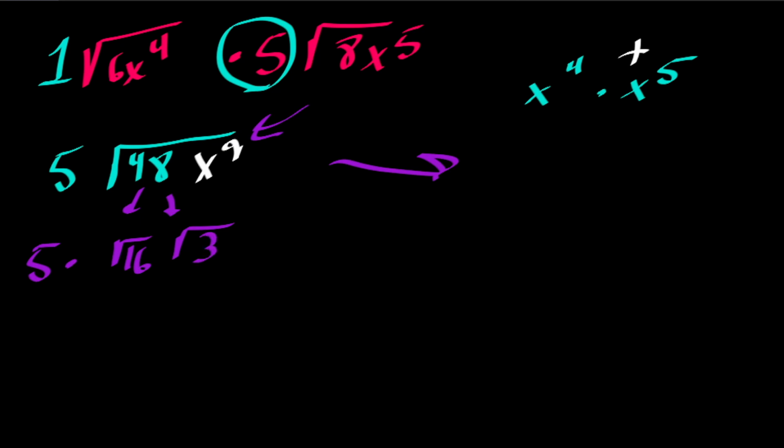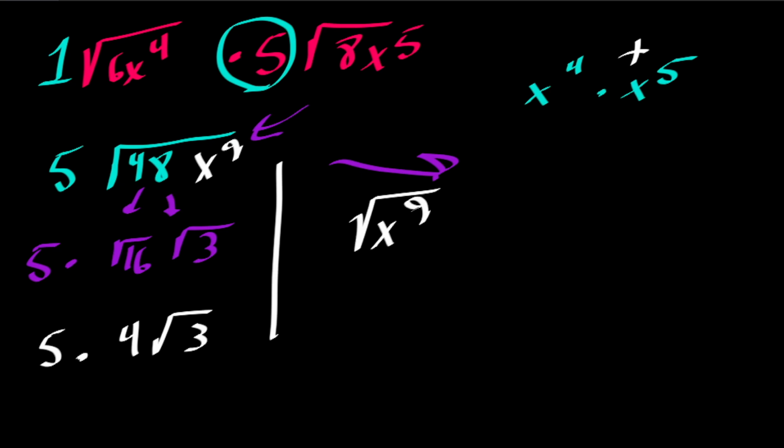All right, so now let's just break this one down. So we have 5 on the outside. Square root of 16 is 4, radical 3. All right, so now let's take care of this square root x to the 9th.